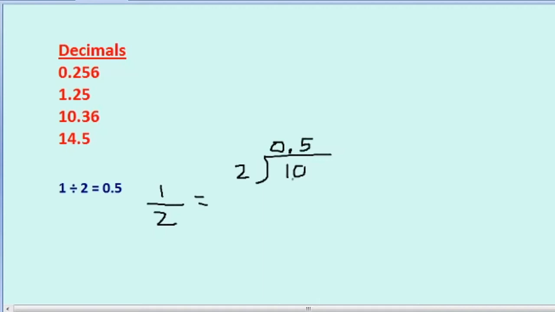2 5s are 10. Now 10 minus 10, remainder is 0. So our quotient is 0.5. Now we have written the fraction 1 by 2 in the form of decimals. Okay, this is simple.